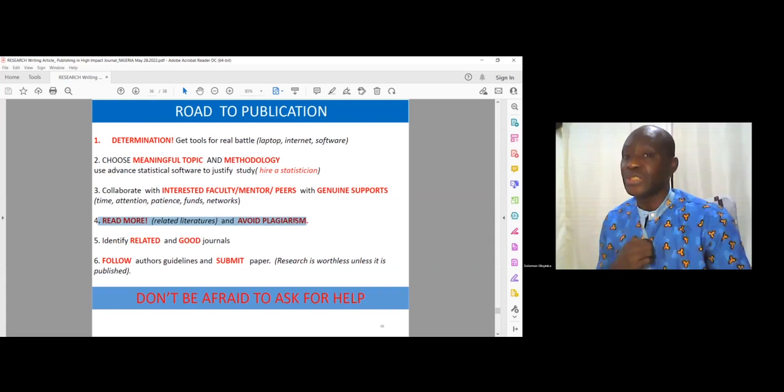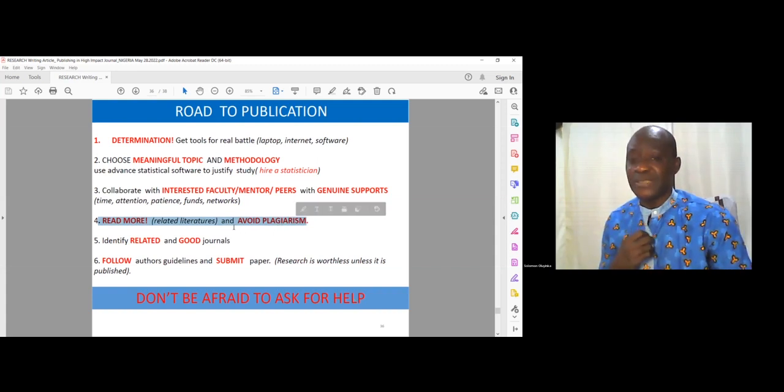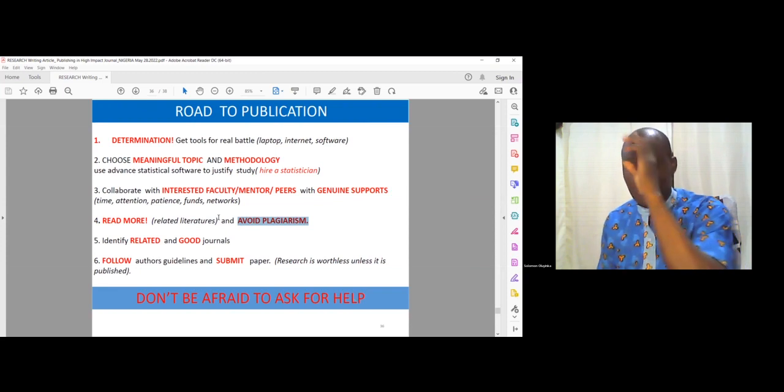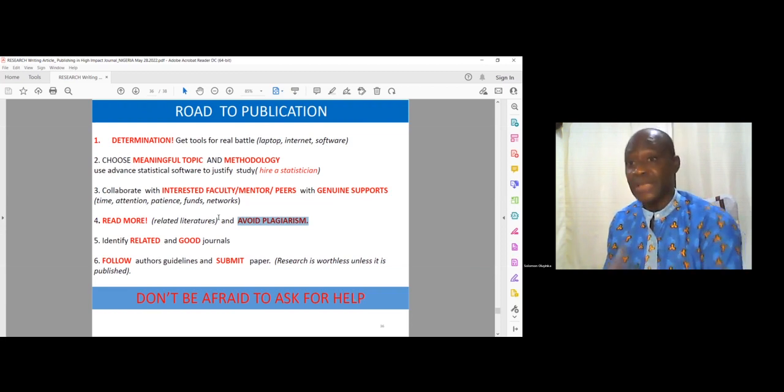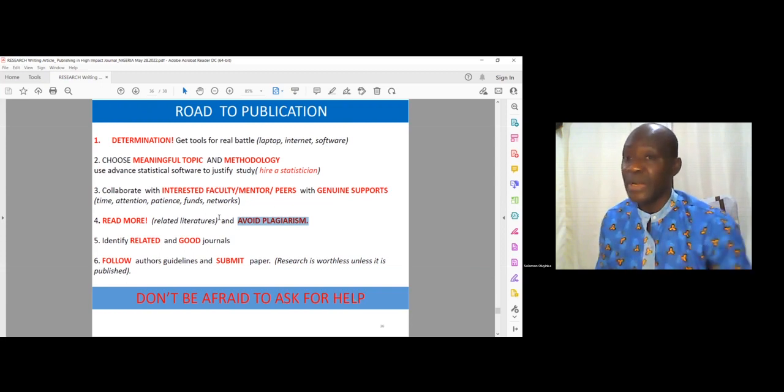Then during your literature review, avoid plagiarism. Most of the publication, the journals nowadays, they want your plagiarism check to be below 20. If you are writing and then your plagiarism check, you are not checking it yourself, then you might not have it done.